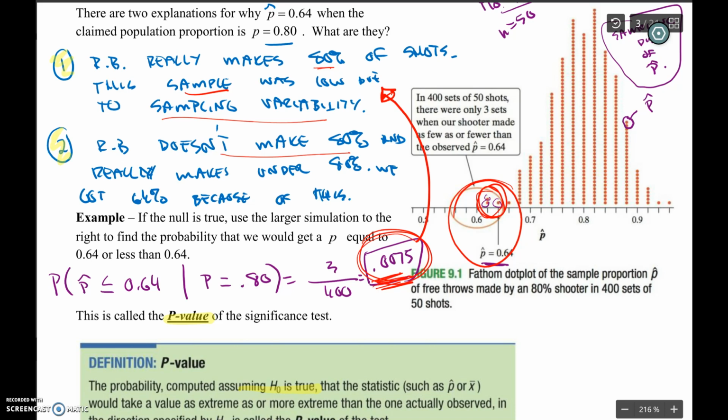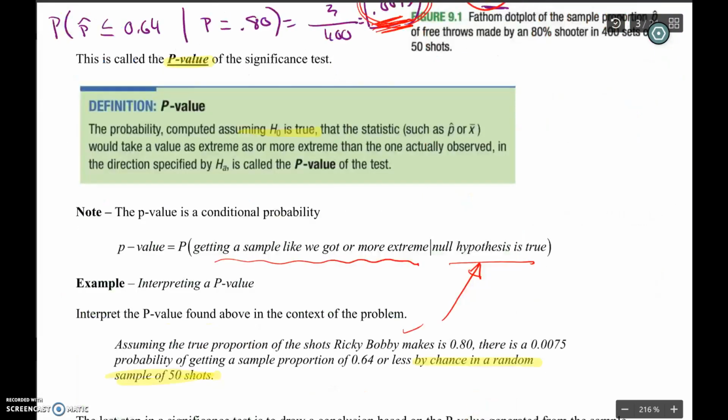If that's really unlikely, then I'm going to say, you know what? It probably didn't happen because of sampling variability. It probably happened because he really makes less than 80% of his shots.